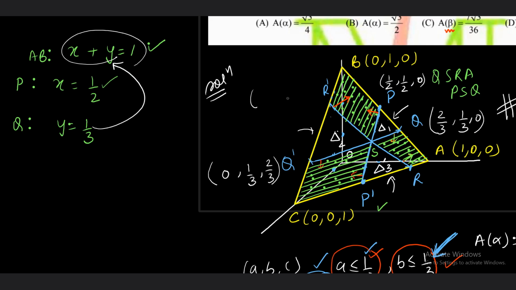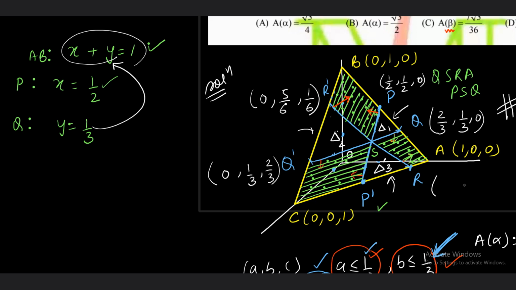For R dash, the z coordinate we know that it is 1 by 6. Y coordinate we will have to evaluate. X coordinate is definitely 0 because BC is on YZ plane. Okay. Now let's find its y coordinate. So on writing z as 1 by 6, the y coordinate will be 5 by 6. And similarly, let us write down the coordinates of R.